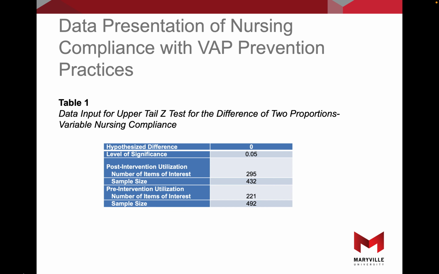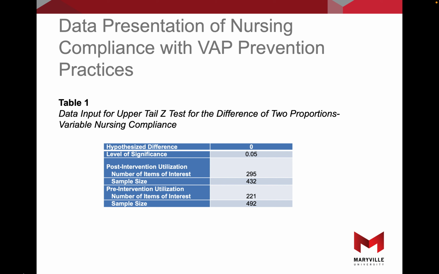Data presentation of nursing compliance with VAP prevention practices. The data collected from the EMR during the scholarly project was used to analyze the compliance of the nurses of the oncology ICU when it came to the 6 different VAP prevention practices that were incorporated into the VAP prevention checklist, which was the intervention of this scholarly project. The desired outcome of the scholarly project was the increase in nursing compliance when it came to the average of the 6 practices performed by the nurses.